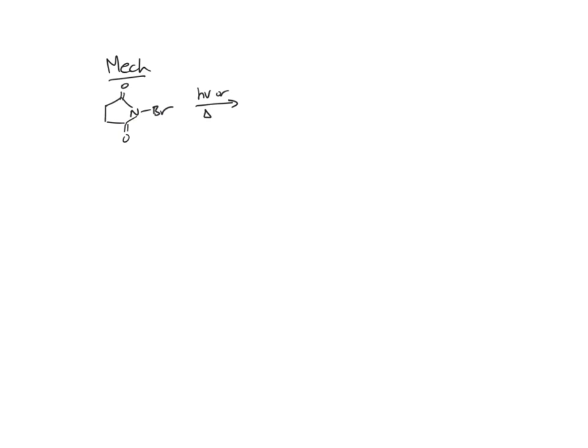What's going to happen is the nitrogen-bromine bond will cleave homolytically. And I'll get two radicals. One is the nitrogen radical, and the other one is the bromine radical. That's my initiation step. Then that bromine radical is going to go and start the propagation. It's going to react with the alkene, and the reaction will start.